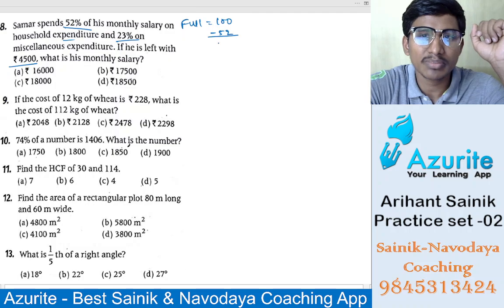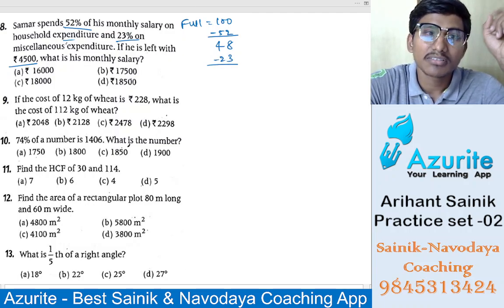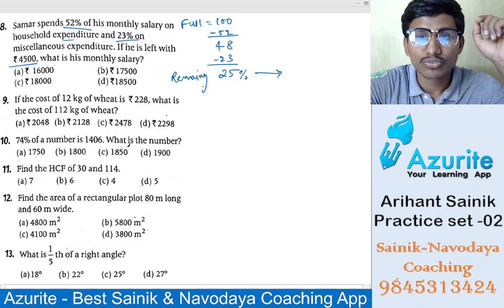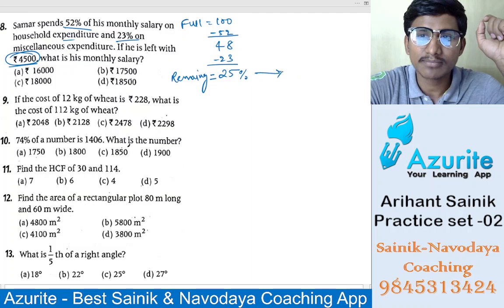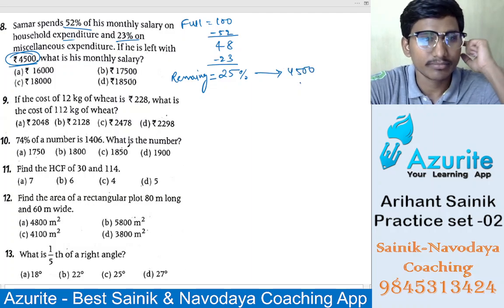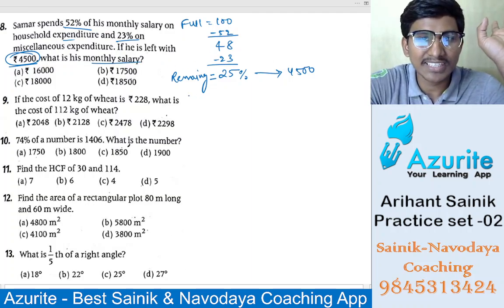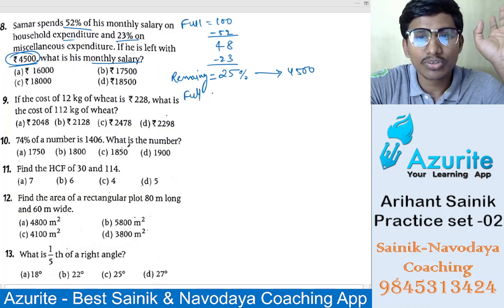52% gone means how much will be remaining? 48. And in that 48 again he spent 23% on miscellaneous expenditure. How much will be remaining? 25%. This 25% they are asking as remaining. So 25% is 4,500 rupees. So what is his monthly salary? Monthly salary means full salary, na? Full will be how much?